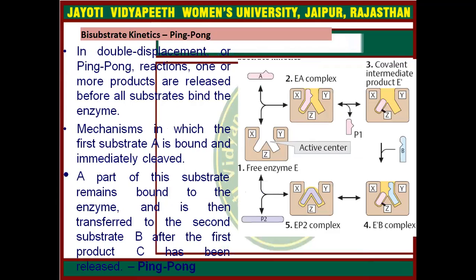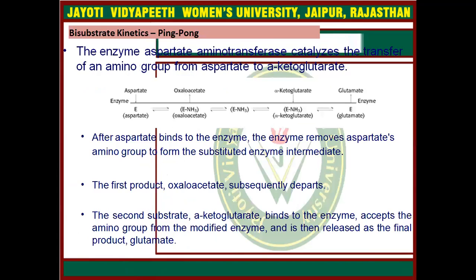If we talk about bisubstrate kinetics, here we can discuss the ping pong mechanism. In double displacement or ping pong reactions, one or more products are released before all substrates bind to the enzyme. In this mechanism, the first substrate A is bound and immediately cleaved. A part of this substrate remains bound to the enzyme and is then transferred to the second substrate B after the first product has been released, and this kind of process is known as ping pong. The enzyme aspartate aminotransferase catalyzes the transfer of an amino group from aspartate to alpha-ketoglutarate.